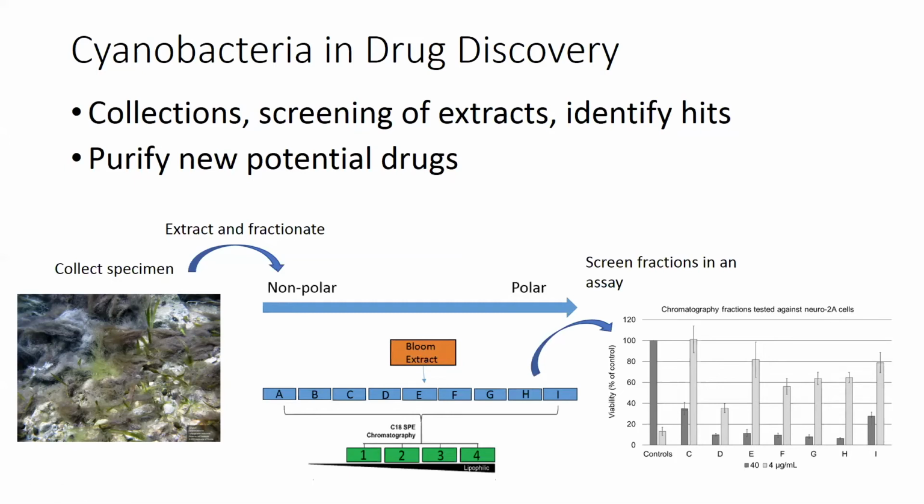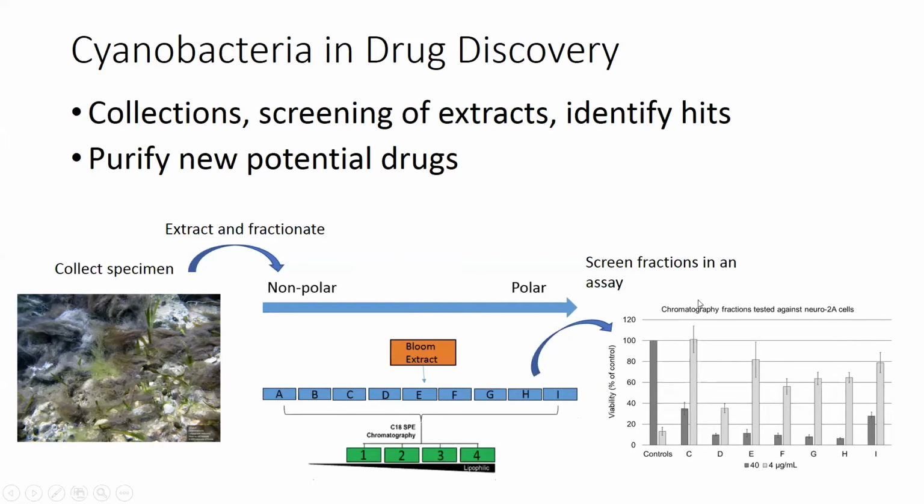Now, often that extract is far too complicated to analyze. There are just too many molecules in it. So you do a process called fractionation. The best way I can sum up fractionation is you are breaking up the crude extract into simpler mixtures of molecules. And at this point, you can take these fractions and you can test them. You can screen them. So here we screen these fractions in an assay.